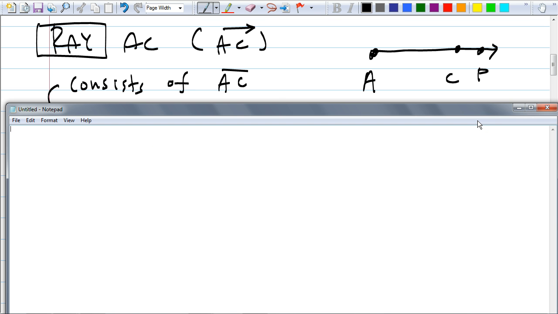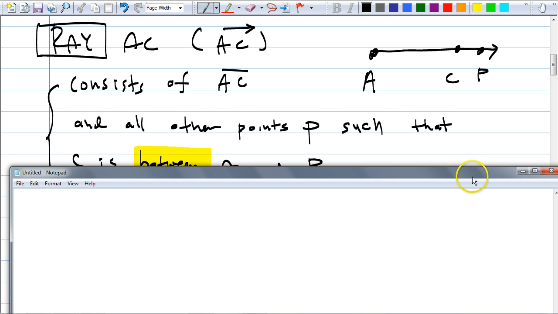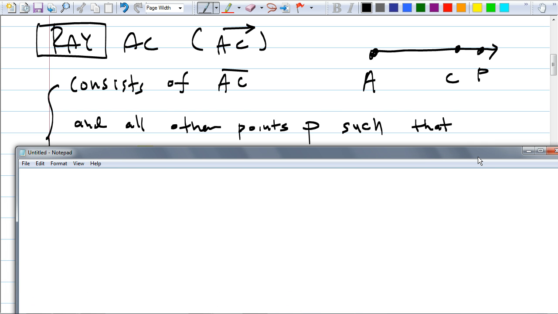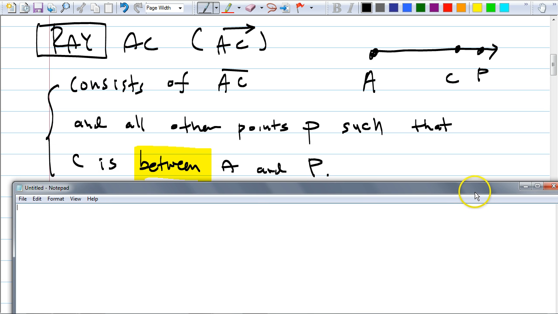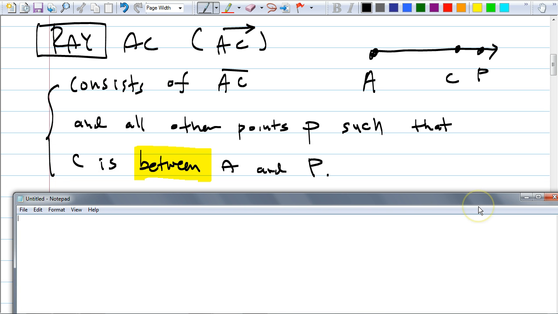Let's talk about rays. So here's a picture of ray AC, and it consists of segment AC. Can I stop there? Does that describe this ray? No, it doesn't. And this is how we describe this: all other points P such that C is between A and P. Okay.